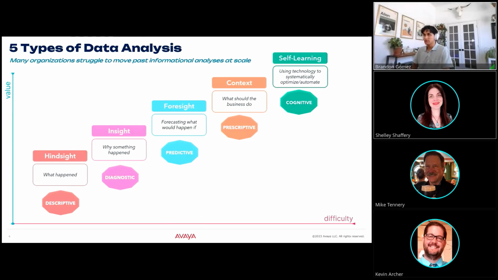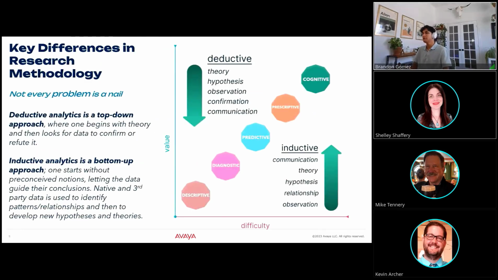But for a little bit more nuance here, we've covered some of this already, but I want to quickly call out an important back-end difference for these types of analytical approaches.